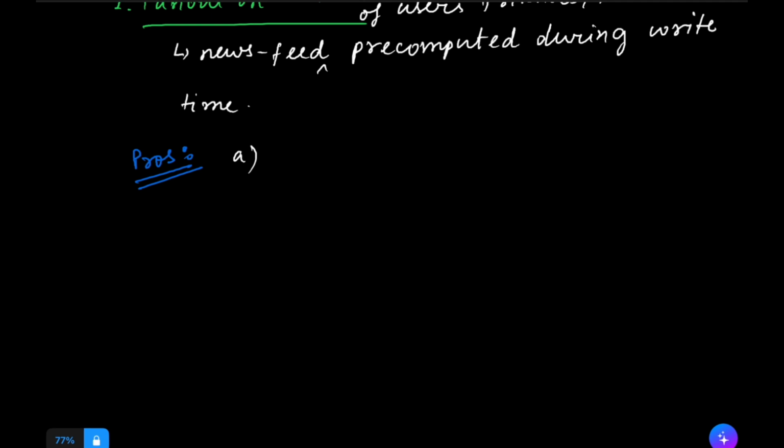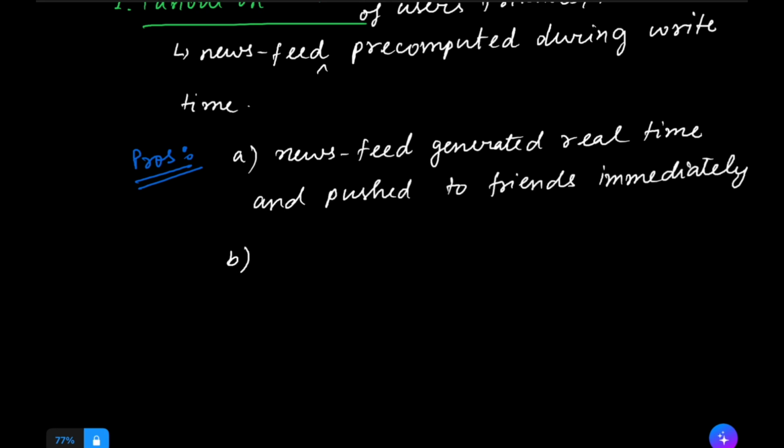So newsfeed is generated in real time and pushed to friends immediately. Another thing is, since it has already been pushed, whenever the user uses the application, fetching the news feed is very fast. So these are some of the pros.